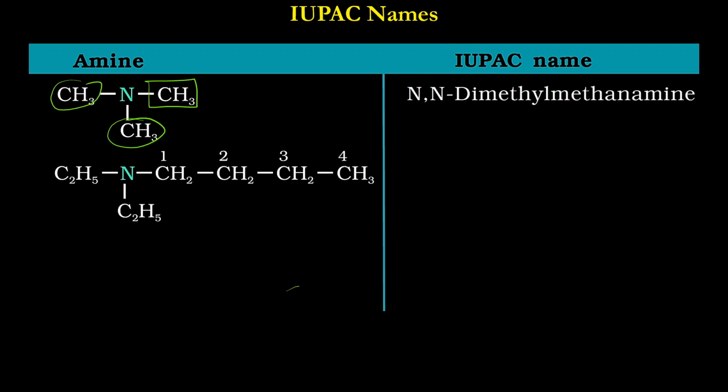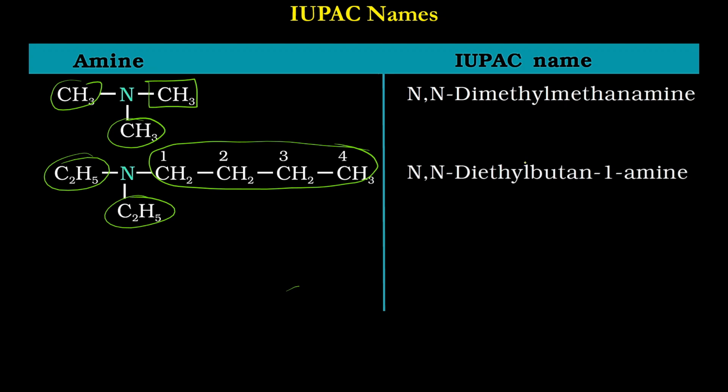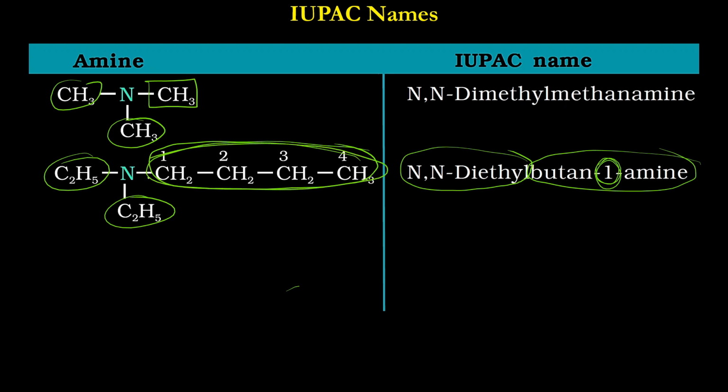You need to identify the longest chain attached to the nitrogen. So obviously it is butanamine. With butanamine, two ethyl groups are attached to nitrogen, so it will be N,N-diethylbutanamine. N,N-diethyl means two ethyl groups are attached to nitrogen as substituents, but the main group is butanamine. Now here it is important that you write 1, because out of these 4 carbons of butane, the nitrogen is attached on the first carbon. Why has this carbon been named 1? Because this is where nitrogen is attached, so the numbering will start from this carbon.